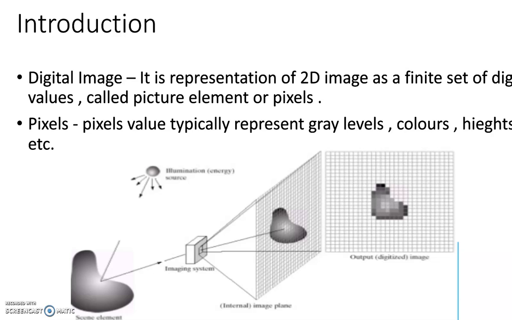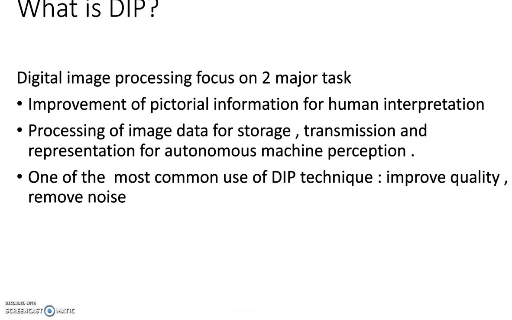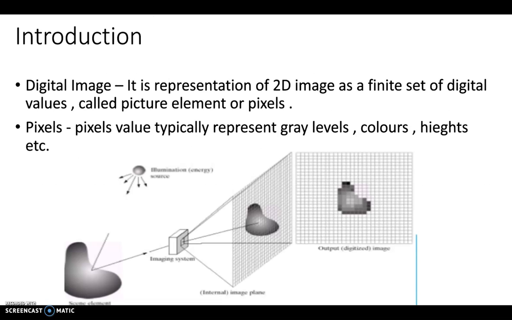Moving towards the introduction. First of all, we should know what a digital image is. A digital image is a representation of a 2D image, that is x coordinate as well as y coordinate, as a finite set of digital values called picture elements or pixels. The pixel value typically represents the gray levels, colors and height, etc.